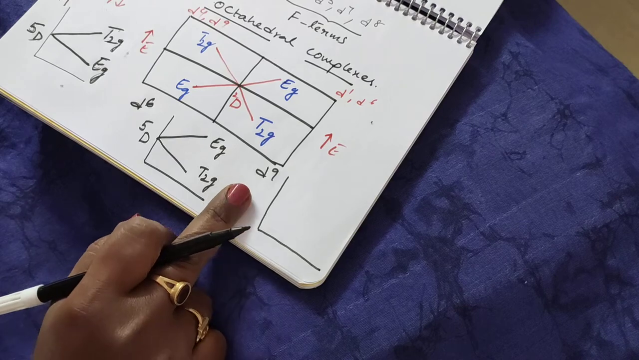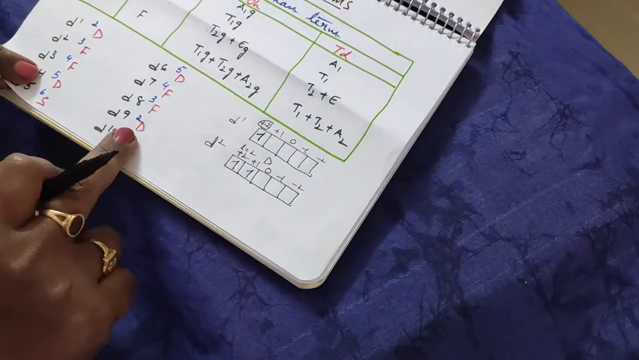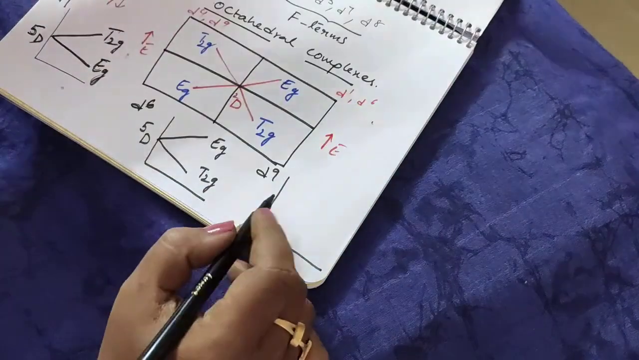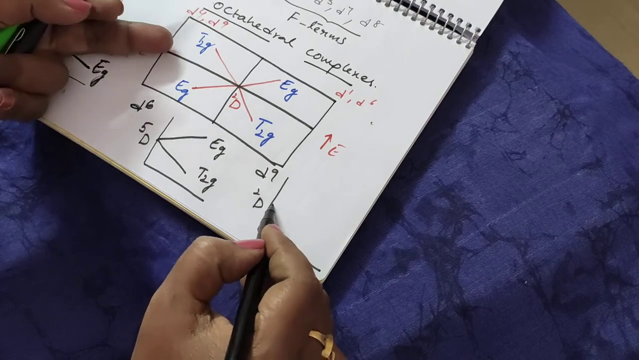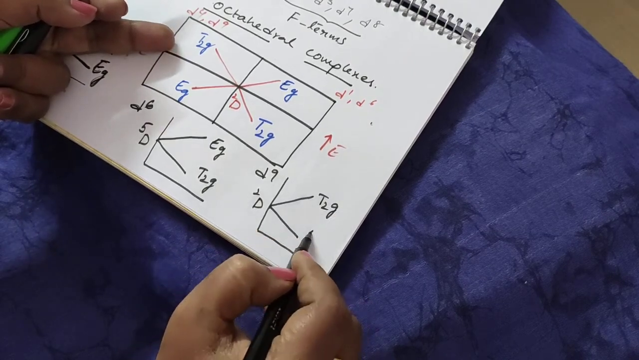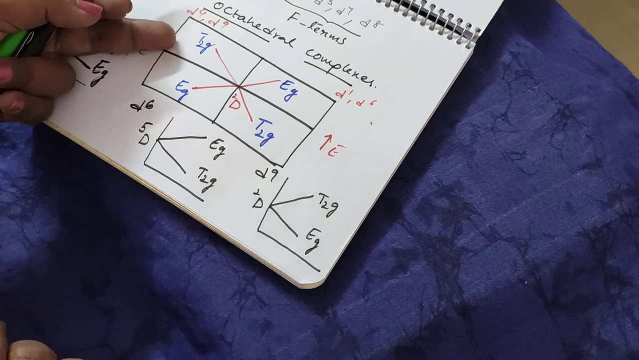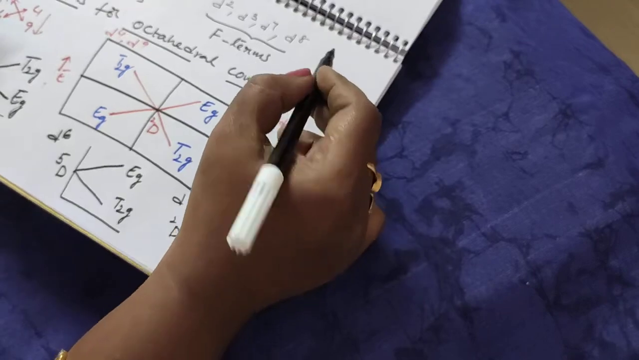D9. So D9 means again this term, this side. So D9 means D2. D2 means, D9 means above this side, T2G and EG. Okay. So the same you can write for D1 also.